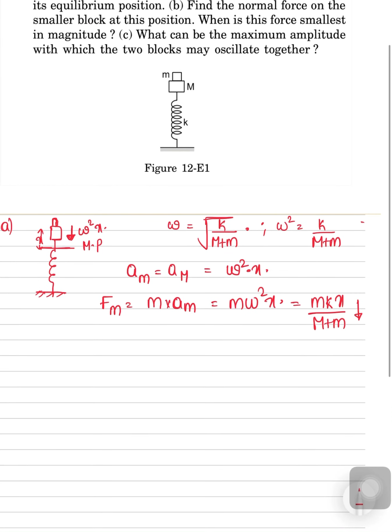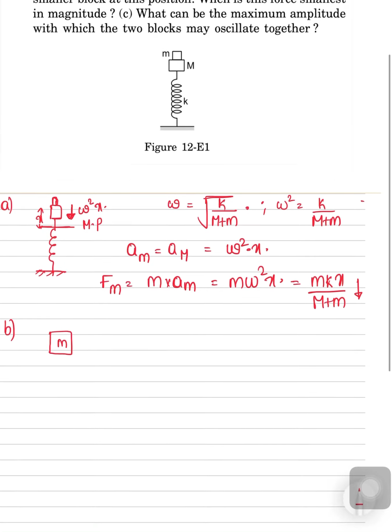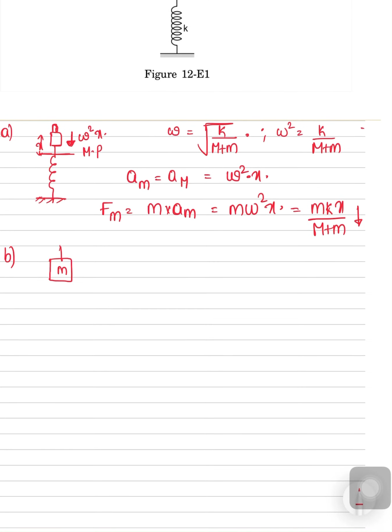Now let us see the second part here. In the second part, we have to find out the normal force acting on the smaller block at this position. When is this force smallest in magnitude? Now let us see only the free body diagram of the smaller block m. You can see there is a contact force acting between the blocks, which will be in the upward direction, that I am representing here as N, and the weight of the block will be acting in the downward direction, mg. The acceleration of omega square x will be acting in the downward direction.